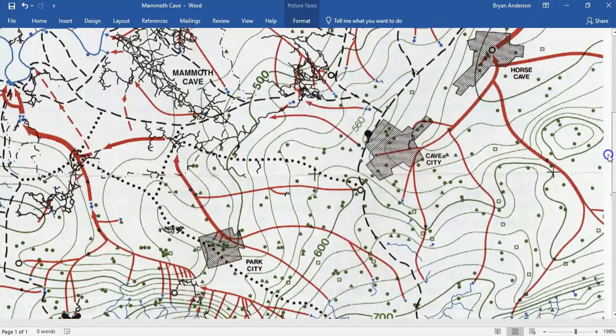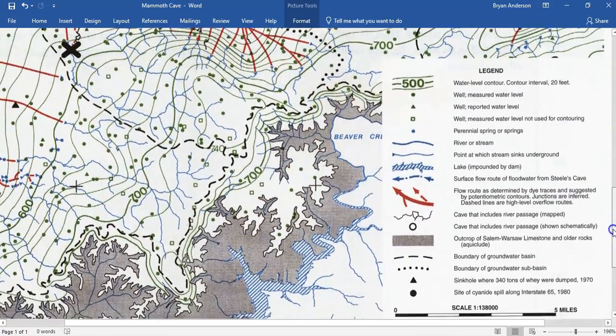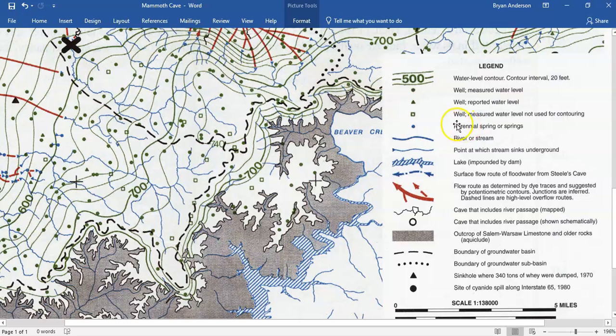Now I want to point you to this legend here, and notice this. Here is a perennial spring, like we saw at Wang's and Sojan. On a topographic map, this blue dot indicates where those occur. This line with a triangle at the end of it is where a disappearing stream sinks underground.